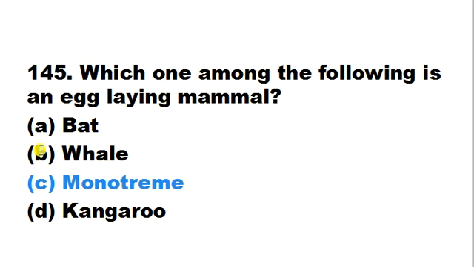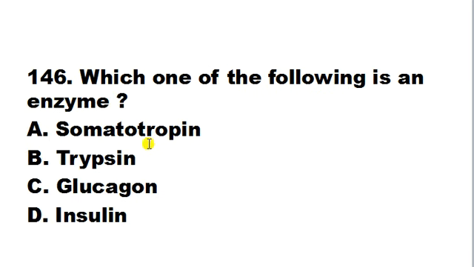Which one of the following is an enzyme? Somatotropin, trypsin, glucagon, insulin. Here the correct answer is B. That means trypsin is an enzyme that is responsible for the breakdown of protein in the stomach. And the others, somatotropin, glucagon, insulin, all are hormones, while trypsin is an enzyme.